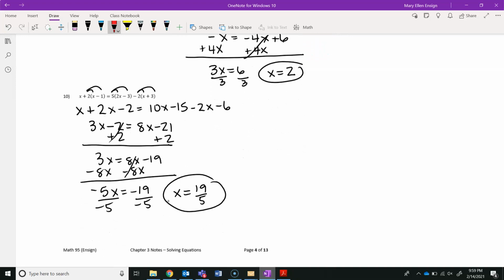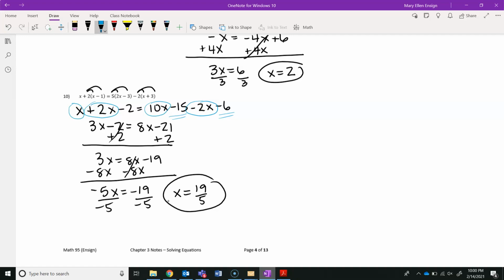And finally, I have x plus 2x minus 1. There was one distributive property, 5 times 2x minus 3 minus 2 times x plus 3. So I distributed those. Again, be careful, especially with the signs for this last one where it's a negative. So now I have, again, like terms that I can combine. So I can combine x and plus 2x. So x plus 2x is 3x. Over here I can combine 10x minus 2x and I got 8x. And then I can combine negative 15 minus 6 and get negative 21.